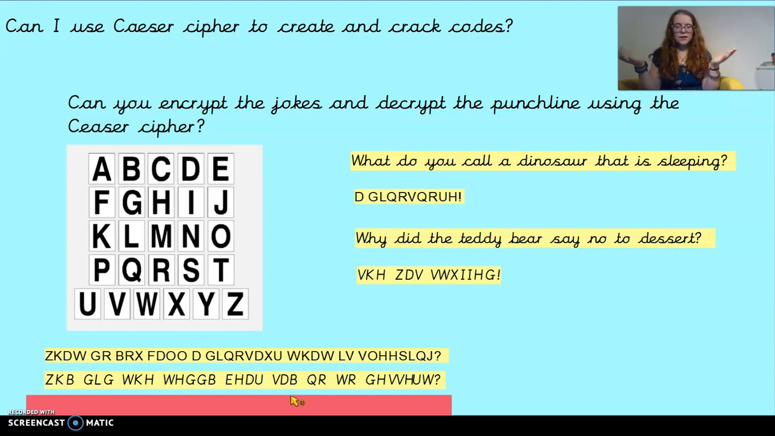Okay, what do you call a dinosaur that is sleeping? A dino-snore. If you got dino-snore, well done. And why did the teddy bear say no to dessert? Because she was stuffed. Make sure you've got those correct. If you got a couple of letters out of place, then hopefully you spotted as you were decrypting them that you could make the links and work out what the missing words were. I didn't space these ones differently, but remember, when you're creating your own ciphers, you're going to add those spaces in.